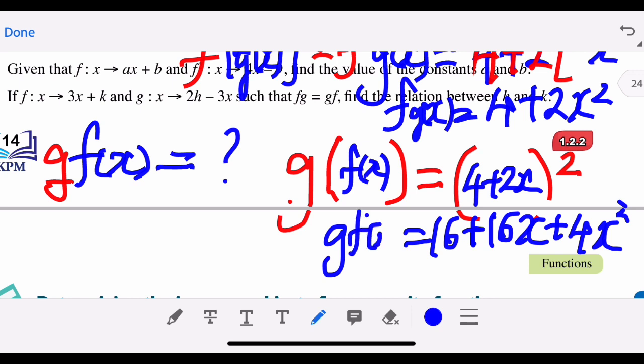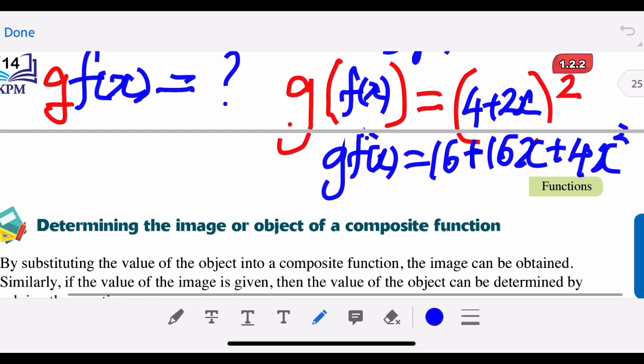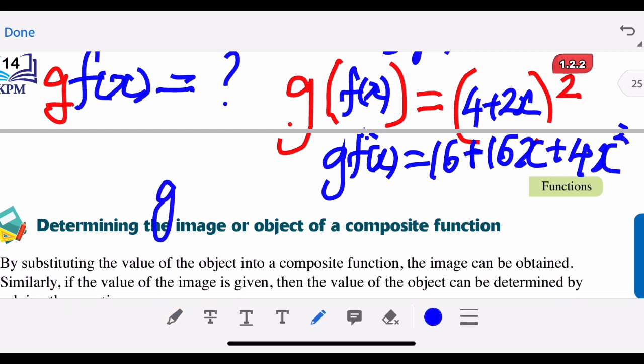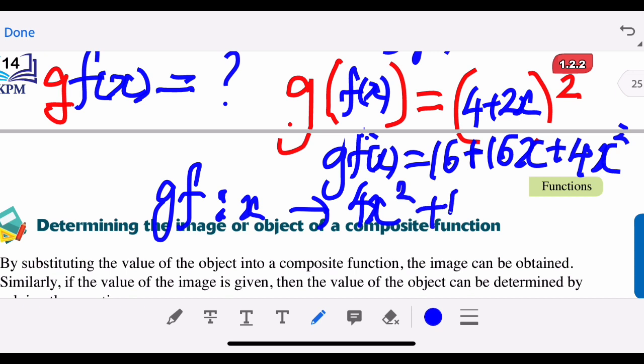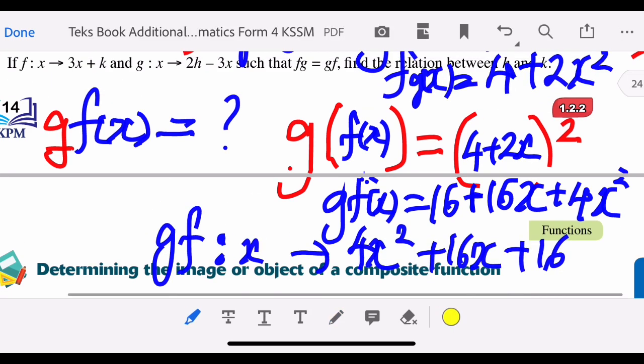You can write like this, or sometimes we write as gf. So you can also write like this. Somehow the function notation is like this. gf maps the object x to, let's arrange in general form, 4x squared plus 16x plus 16. So this is the answer for gf(x).